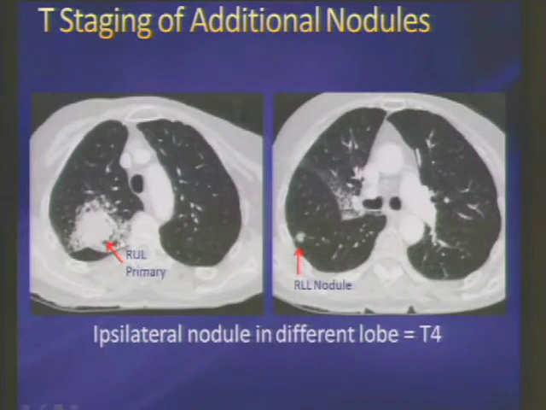Different patient with a right upper lobe mass here has a nodule in the same lung, so ipsilateral lung, different lobe. This would be classified as T4 if this is a metastatic nodule.